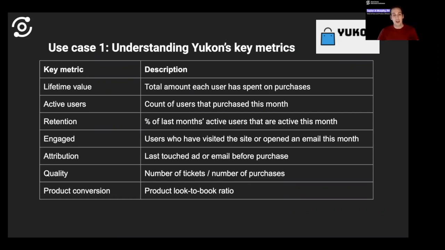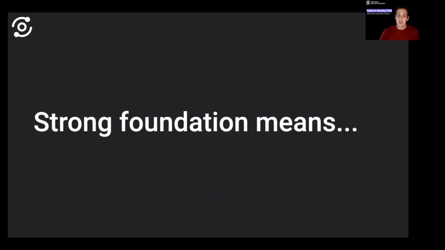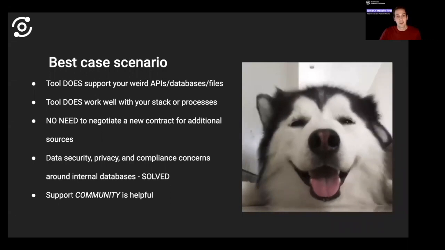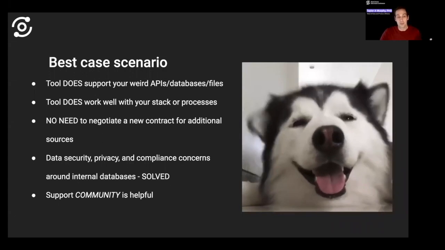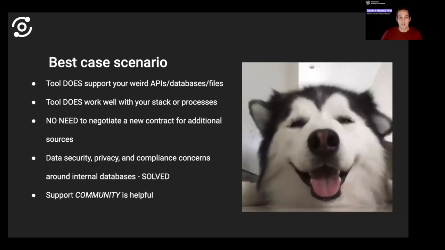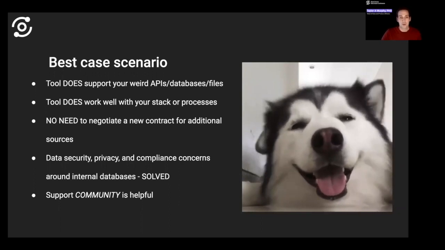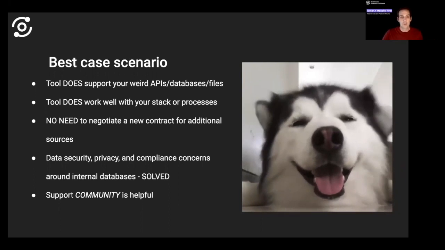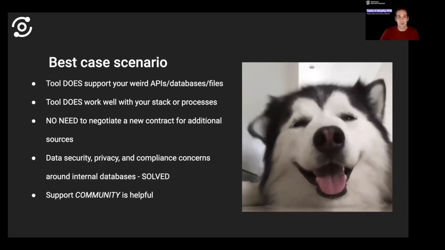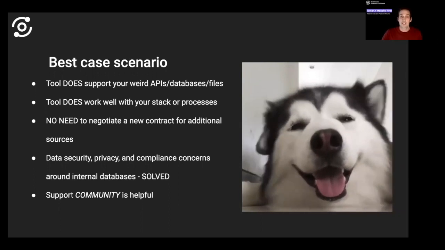So by choosing a tool that's open source, standards-based, and DataOps first, you're building a strong foundation. And when you have a strong foundation, that means you're achieving this best case scenario. You have a tool that's able to support a bunch of different APIs. It works with your stack because it's flexible and you can iterate on it. You control it, so there's no need to negotiate new contracts just for additional data sources. You're going to have stronger security, privacy, and compliance outcomes because you're able to control where you deploy it and you're able to understand what's happening.